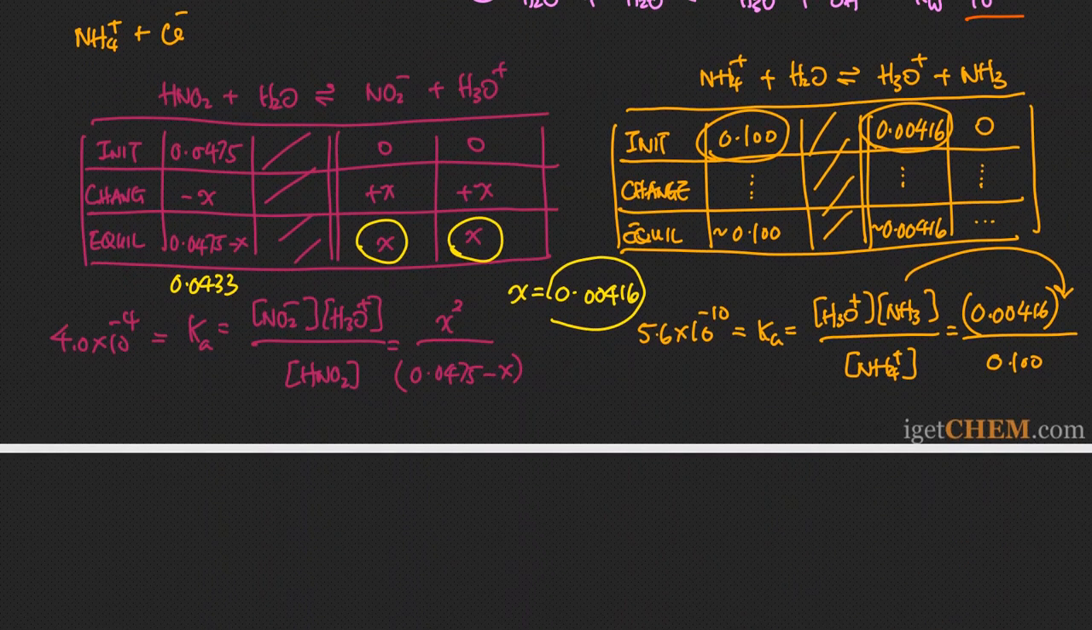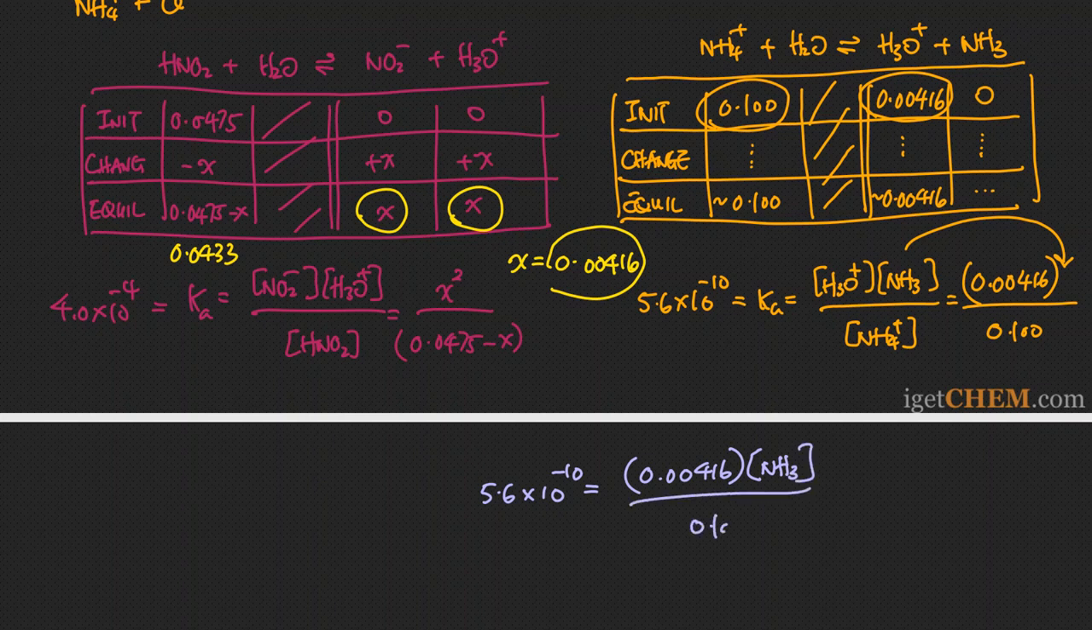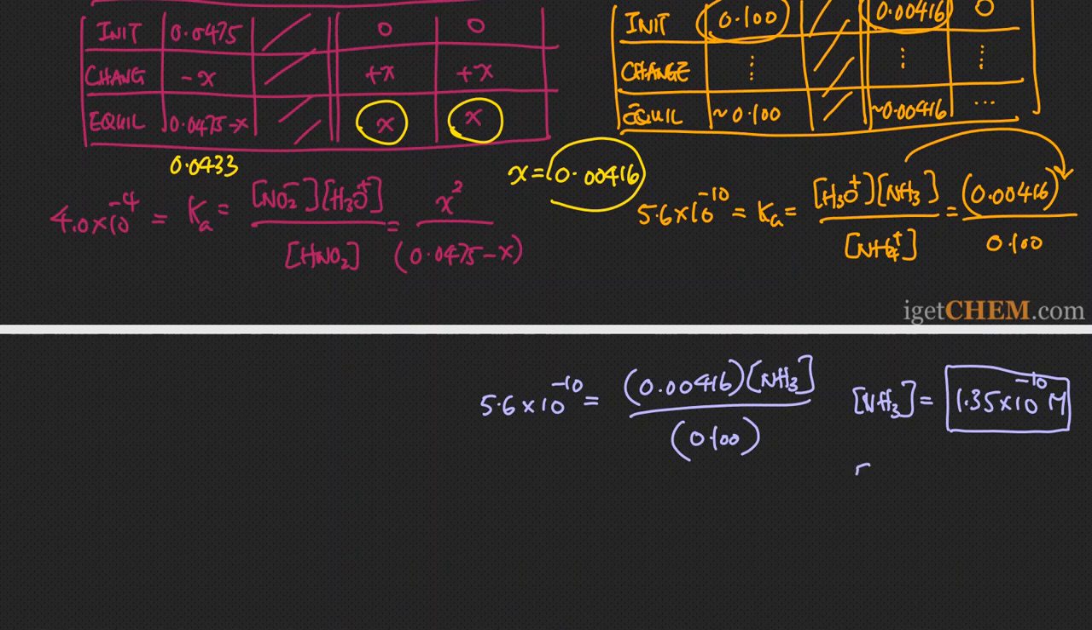So let me scroll up a little to make more room. So continuing, you can see that 5.6 times 10 to the minus 10 is equal to 0.00416 multiplied by the NH3 concentration divided by 0.100. And so from that you can calculate the NH3 concentration from that equation, and this comes out to be 1.35 times 10 to the minus 10 molar. Okay, so that is the NH3 concentration. And we can also write down the NH4 plus concentration, and we know that is approximately just equal to 0.100 molar.